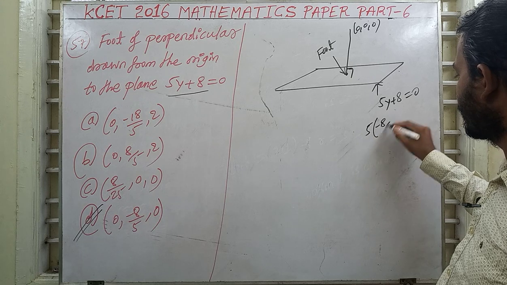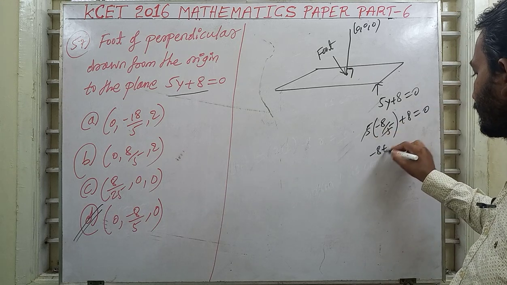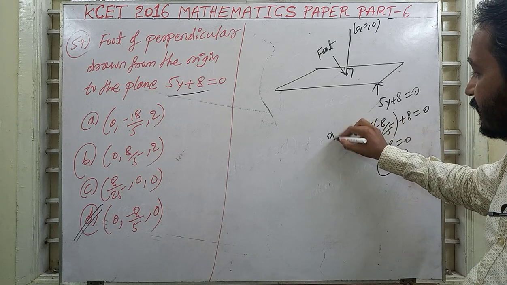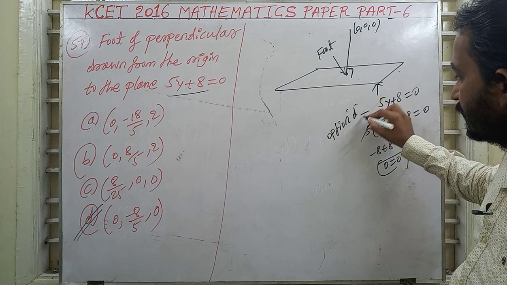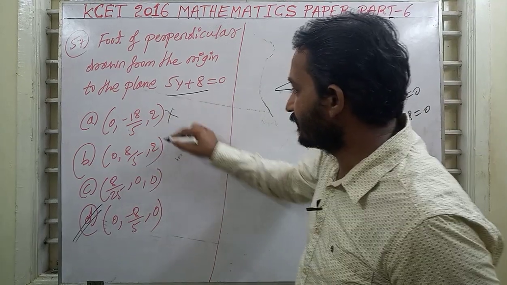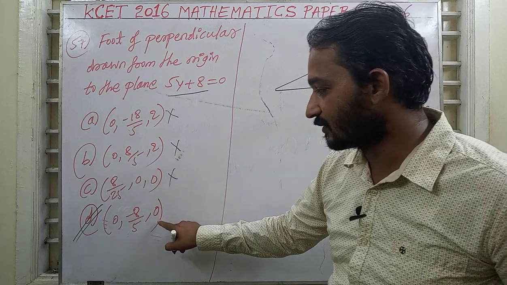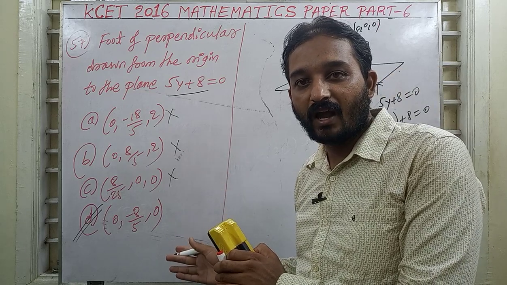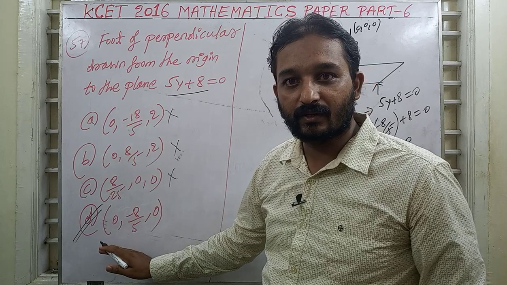5 minus 8 by 5 plus 8 is equal to 0. 5 cancels, minus 8 plus 8 is equal to 0. 0 is equal to 0. So option D is the good answer. In this case option D is the correct one. Option A does not satisfy this equation. B is also the same, C is also the same. So the good answer is option D. In this case I am not solving this problem by the usual method, but by the inspection method. Okay, so take down.